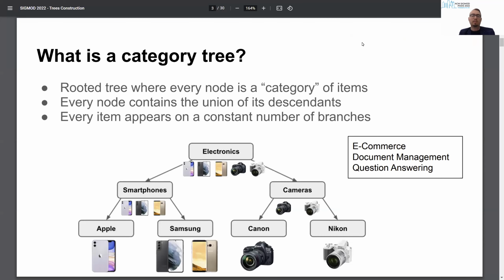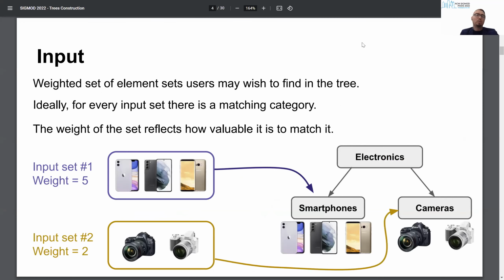First, let's formally define what a category tree is. A category tree is a rooted tree where every node is a category of items. What does it mean? Every category contains the union of its descendants, and every item appears only in a limited number of branches. In most cases, it appears in only one branch. For example, if you have a Samsung phone, it will be under the Samsung category, which will be under the smartphones category, which will be under the electronics category. This is what is usually done when you place a product under some category in the category tree.